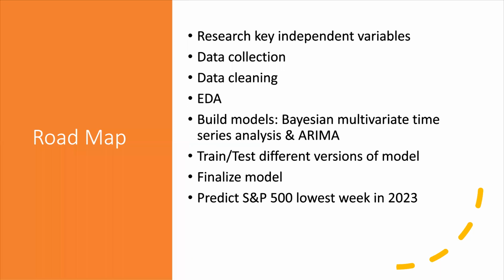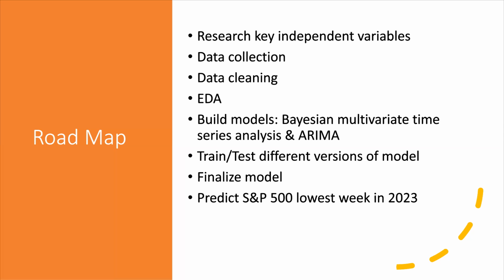So, a little roadmap of my project: the first step I took was to research key independent variables, basically looking at what factors best determine what the price of the S&P 500 will be, and clues within the market. After researching these variables that would be needed for my model, the next step was to go out and collect them and find different websites where I could access this historical information for the S&P 500 price and for the independent variables that would be used to predict it.